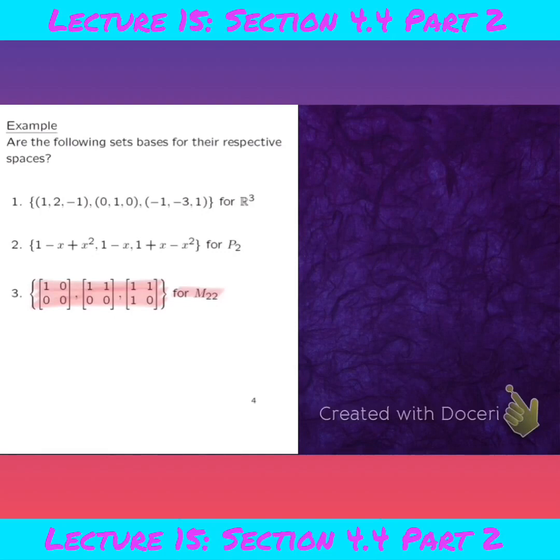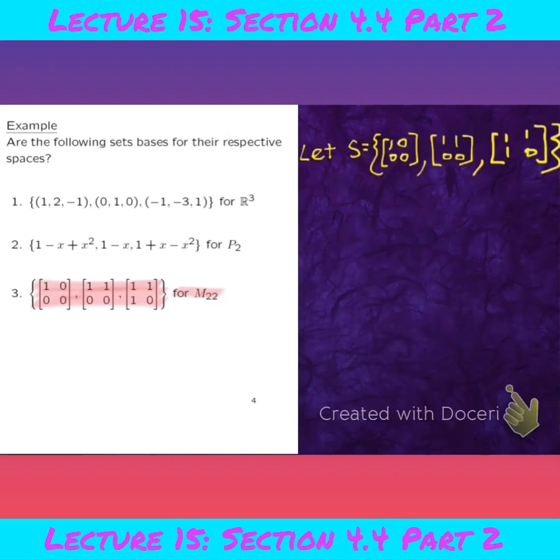So we need to answer two things. We need to first establish whether the set is linearly independent, and number two, we need to establish whether the set S spans the whole vector space M22. Right, so let's take my set S to be the set of three matrices, and now the question is, is this a basis for M22? So we need to verify two things again: the linear independence and the span property.